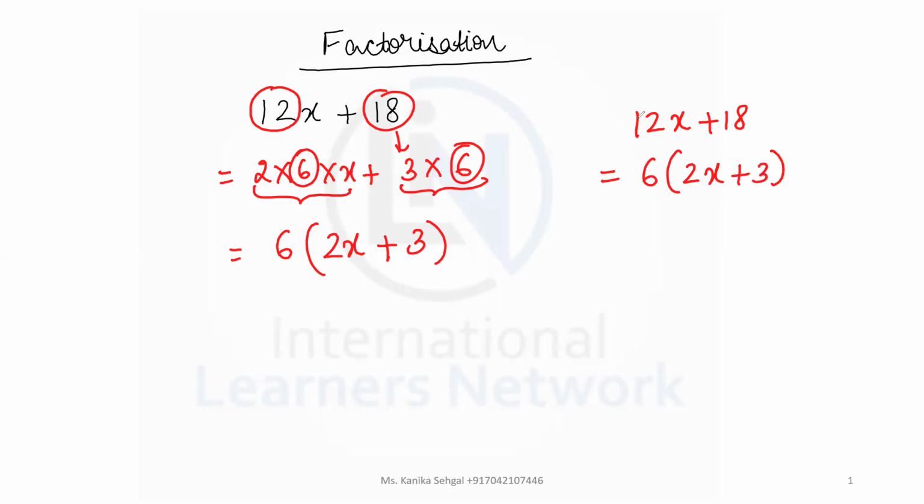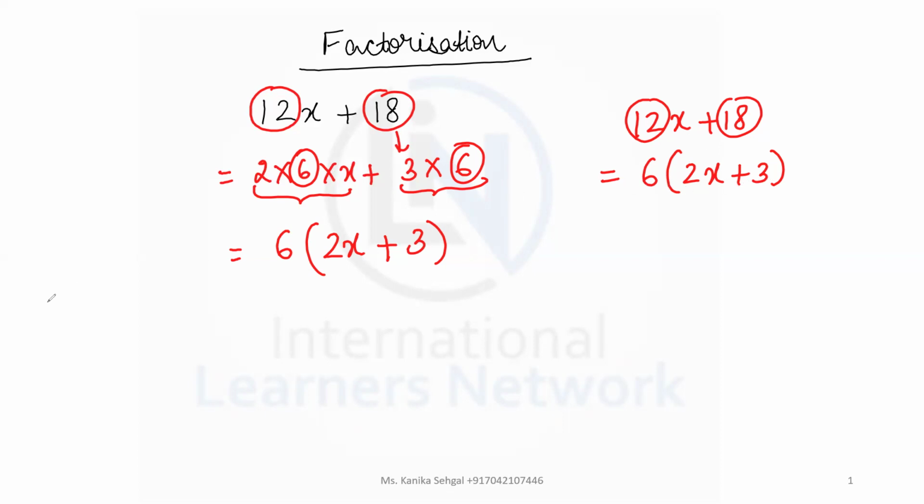So please note, when you have these numbers, you have to take out the highest common factor. And then whatever is left, that means whatever numbers or the variables which are not common, that will be left inside the bracket. So here 12x plus 18 can be written as 6 times of 2x plus 3.